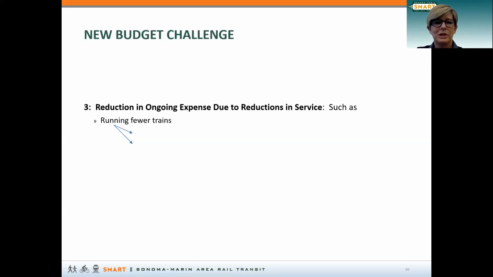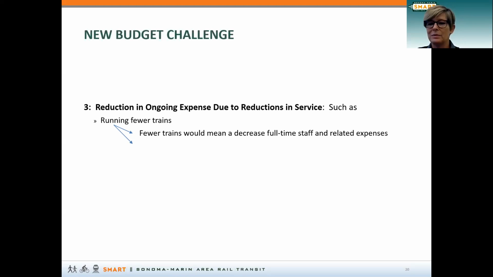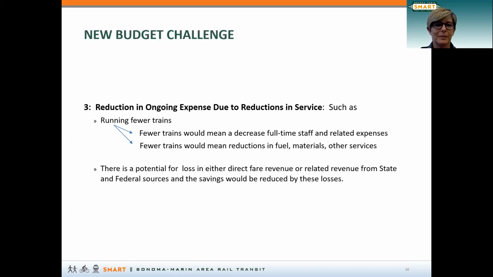So our new budget challenge, our third item, is to reduce ongoing expenses related to reductions in service. So if we run fewer trains, we have a decrease in full-time staff that we can absorb. Fewer trains would also mean reductions in fuels, materials, and other services. However, we're evaluating doing that because doing so could affect revenue. So any savings from reductions in service would impact revenue.